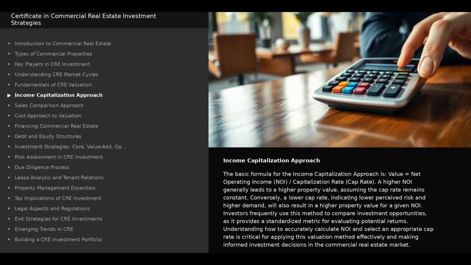Investors frequently use this method to compare investment opportunities, as it provides a standardized metric for evaluating potential returns. Understanding how to accurately calculate NOI and select an appropriate cap rate is critical for applying this valuation method effectively and making informed investment decisions in the commercial real estate market.